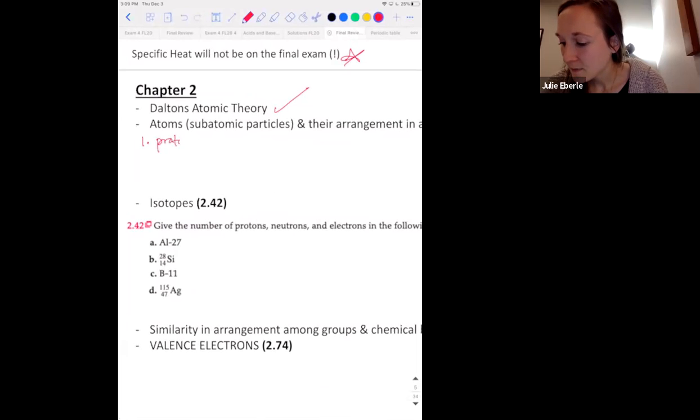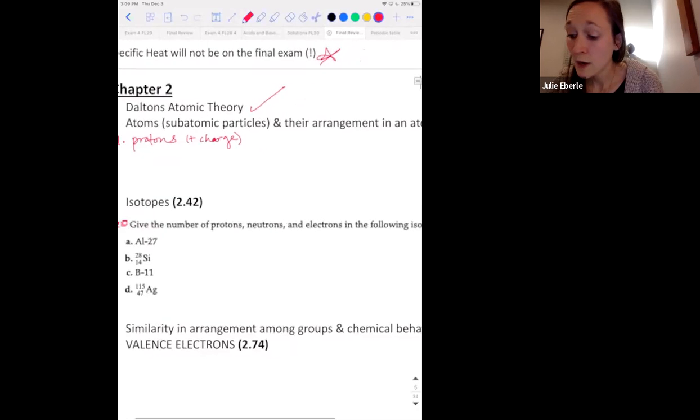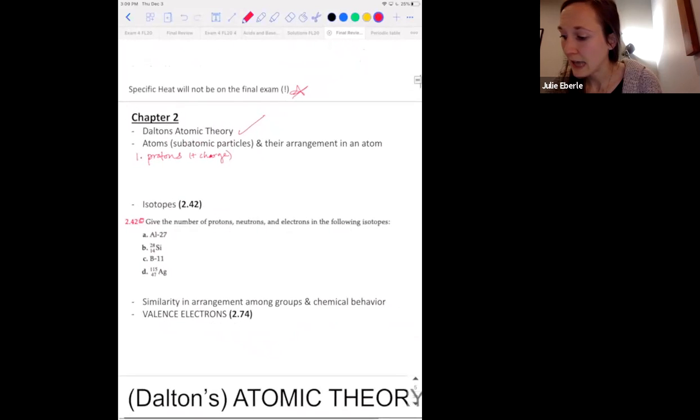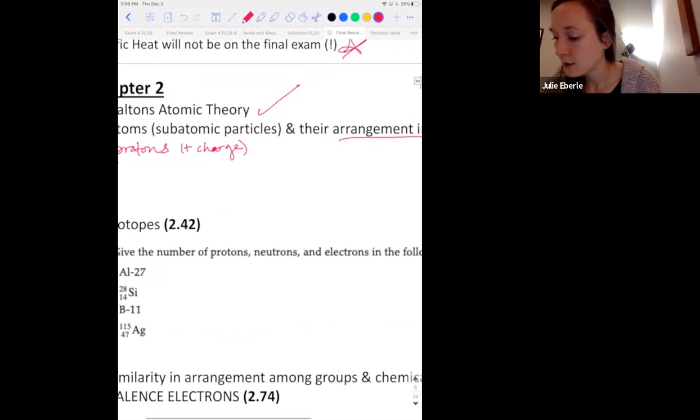Protons. Okay, they have a plus charge. And where are they found? Okay, their arrangement in the atom. Where are they in the atom? They are in the nucleus.